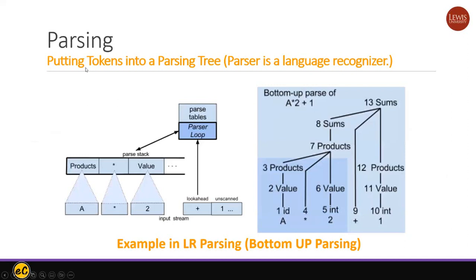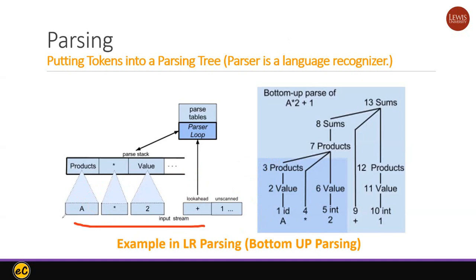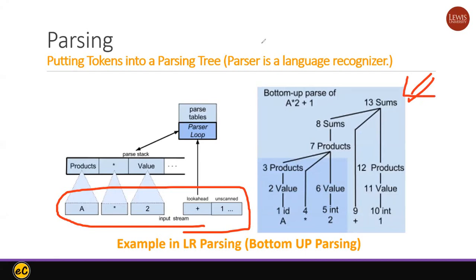So in parsing, the tokens come in as a string. A string is linear, but this token string will be converted to a tree. Let's assume that we have the input A times 2 plus 1. From our input file, it is an input string, but we really want to build a tree like this.